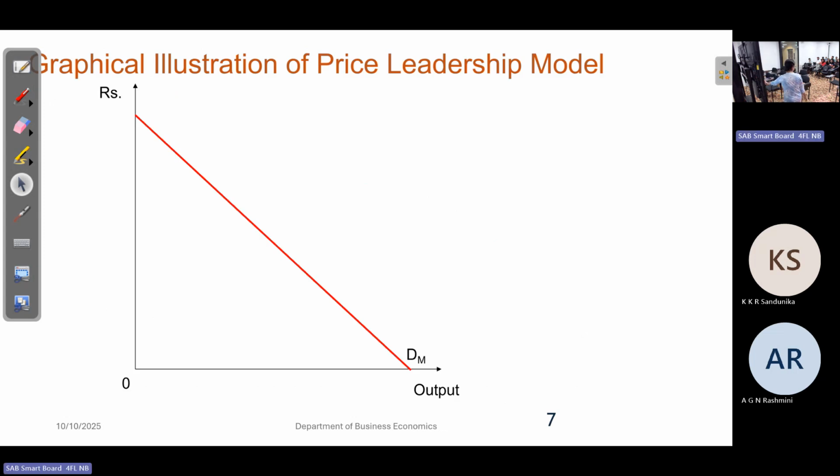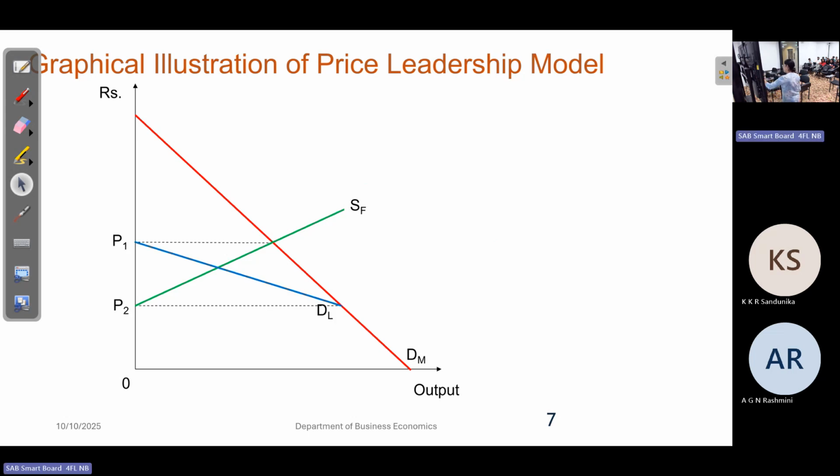So this is the market demand. The red line is the market demand. Now this is the supply by the followers. So if we know the market demand and the supply by the followers, then we can determine the leader's demand, right? If we subtract the quantity supplied by the followers from the market demand, the residual demand is the demand for the leader. That whole remaining amount is demanded from the leader.